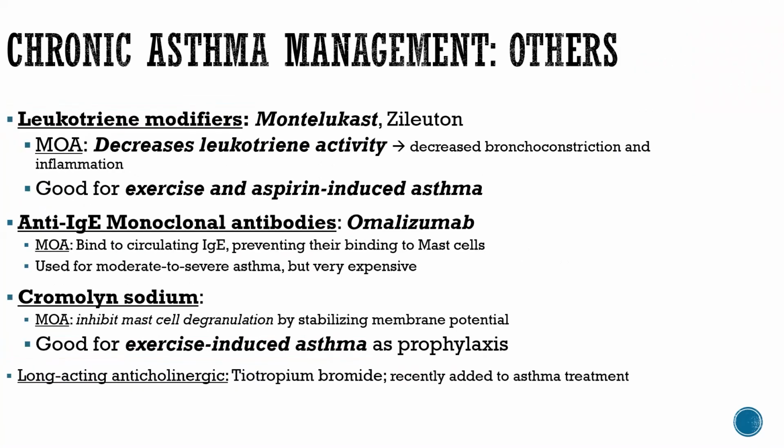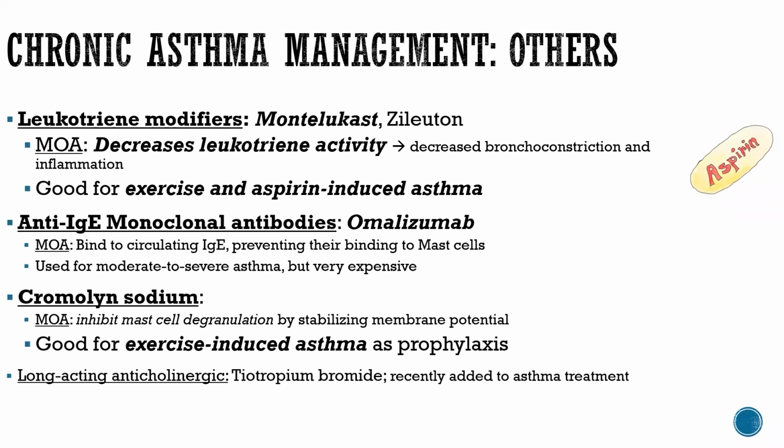There are some other chronic medications that we can use that can be useful in certain types of asthma patients. For example, leukotriene modifiers are very useful in that subset of patients that get asthma exacerbations due to exercise or aspirin intake. Leukotriene modifiers like montelukast or zileuton will help decrease leukotriene activity or pro-inflammatory activity, something that we often see in our patients with asthma when they take aspirin.